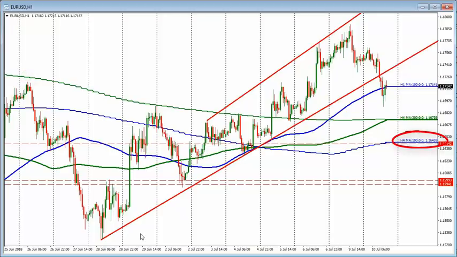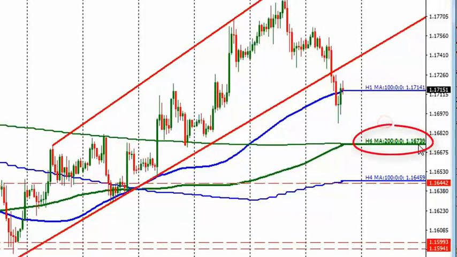So I have now a trend line, a topside trend line, and some moving average lines right here. What you notice here is that right here the green 200-hour moving average and the green 200-bar moving average on the 4-hour chart intersect at the same price. That comes in at 116.73.